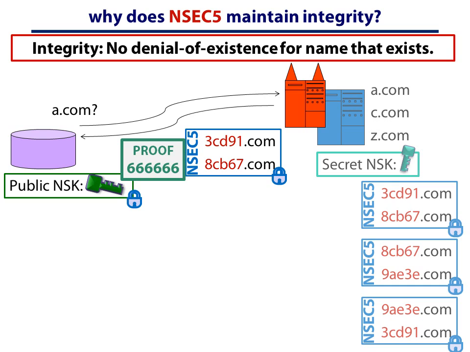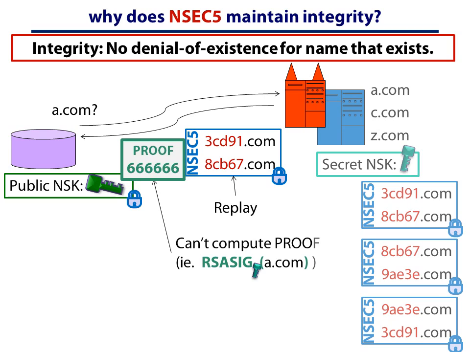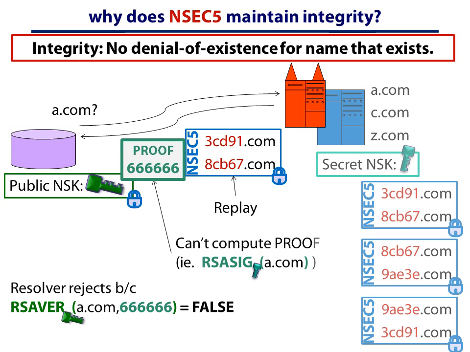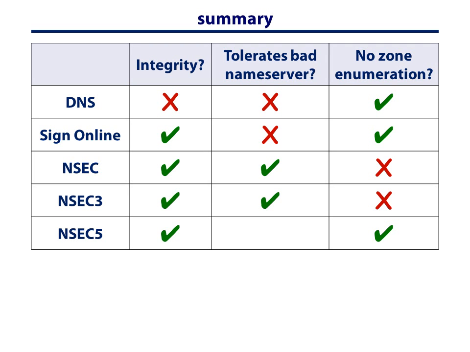So, for example, in this case, he could just replay some NSEC5 record that he saw from before. But the problem is he can't compute the correct proof on a.com, because remember that this proof value should be an RSA signature using the NSEC5 key on a.com. Since he doesn't know the key, he can't compute this proof, and therefore his attack is going to fail, because the resolver, when it does its verification, will see that this proof value doesn't correspond to the actual query, and this response will be rejected. So for an adversary that doesn't have the key, we can see that he can't violate integrity.